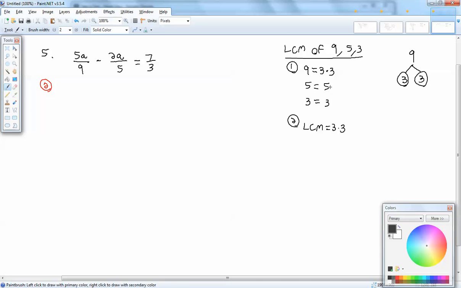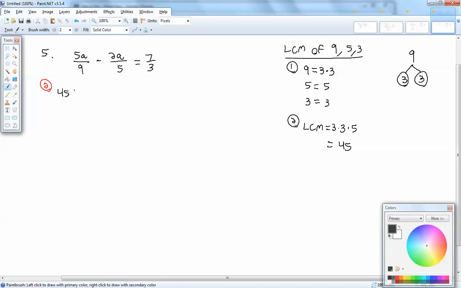Then I go to my next prime, which is 5, and I'm looking for the greatest number of 5's on a single line. None here, 1 here, none here. So greatest number of 5's on a single line is 1. 3 times 3 is 9, times 5 is 45. So I'm going to multiply everything by 45.